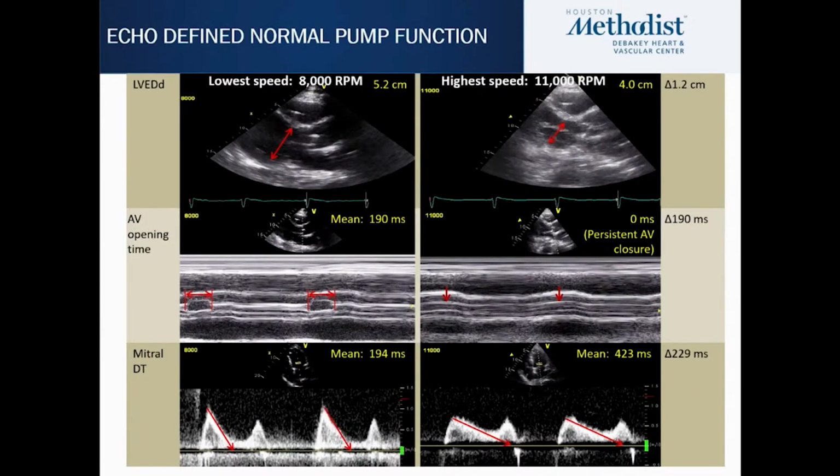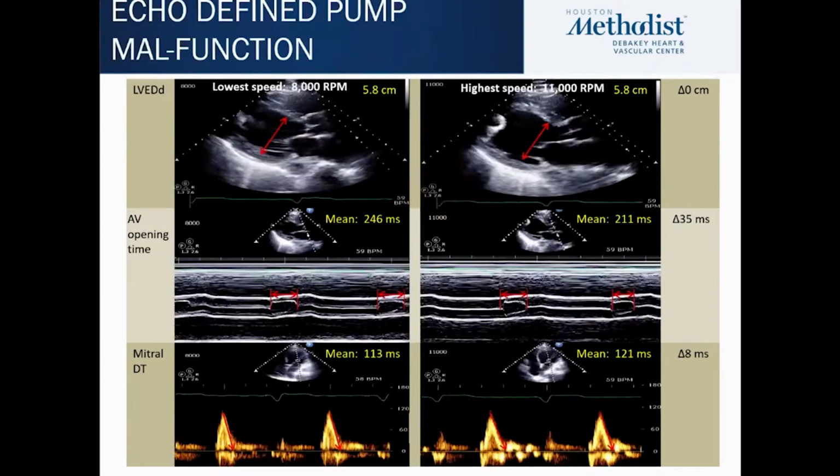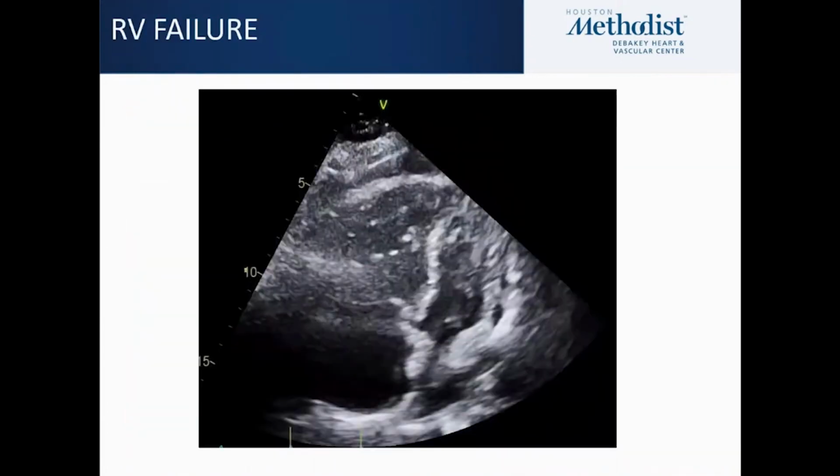This is just an echo image showing reduction in LV size in somebody who has normal pump function. And this is somebody who does not have an appropriate pump function, and therefore you see that the LV doesn't unload appropriately. Finally, just a few words on RV failure.